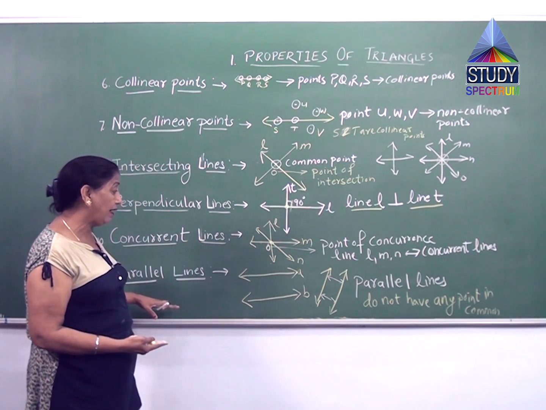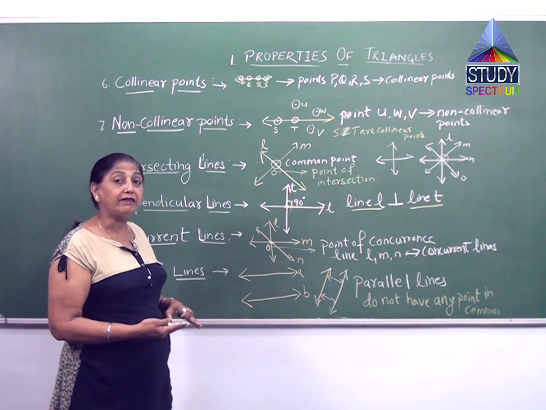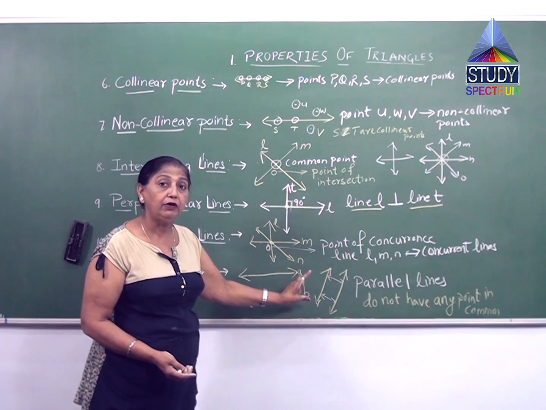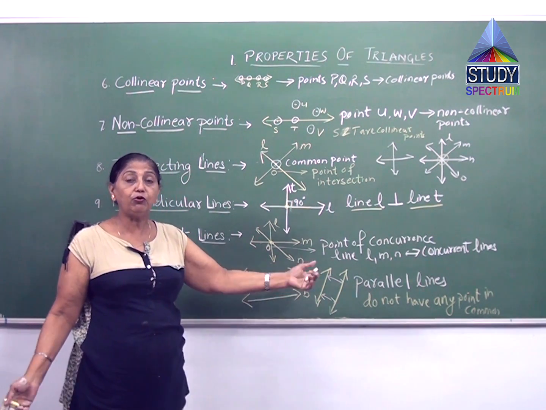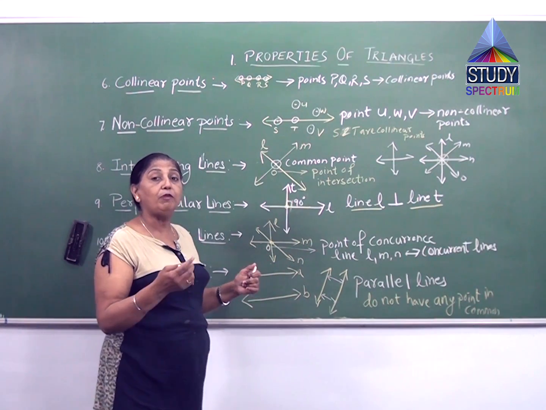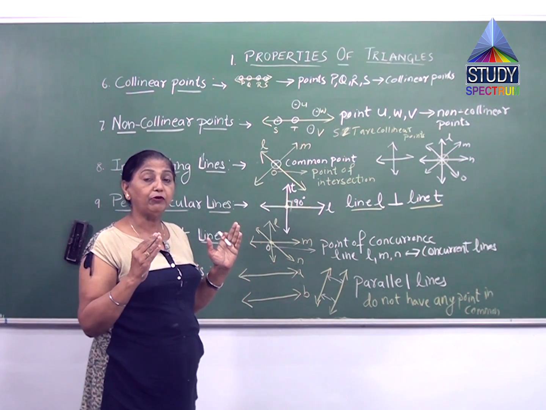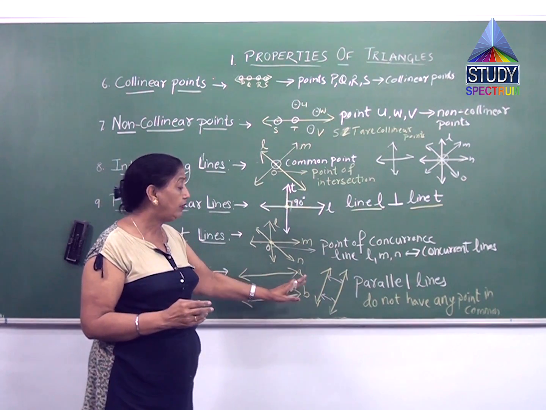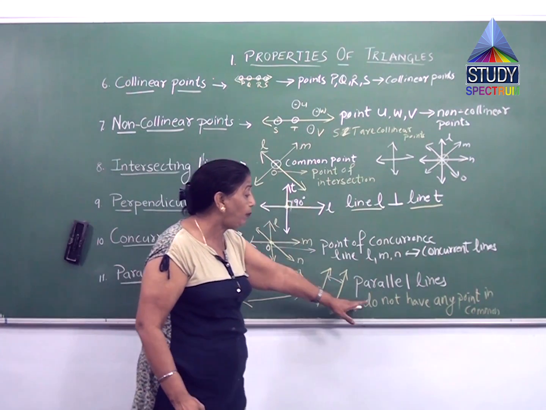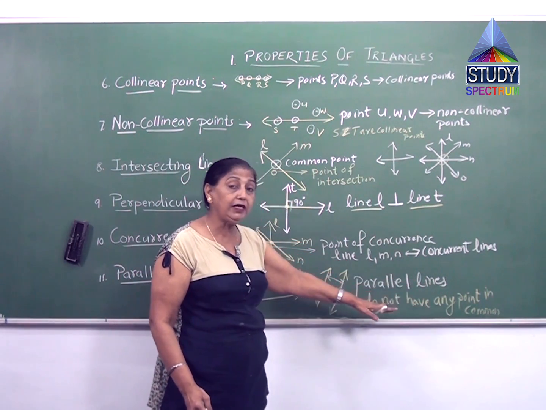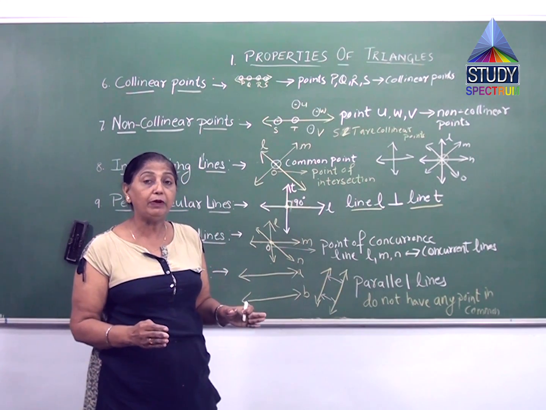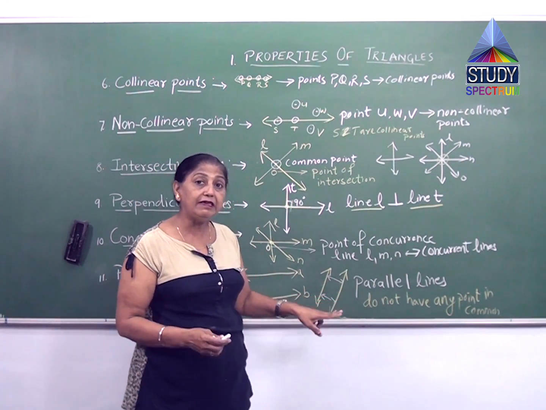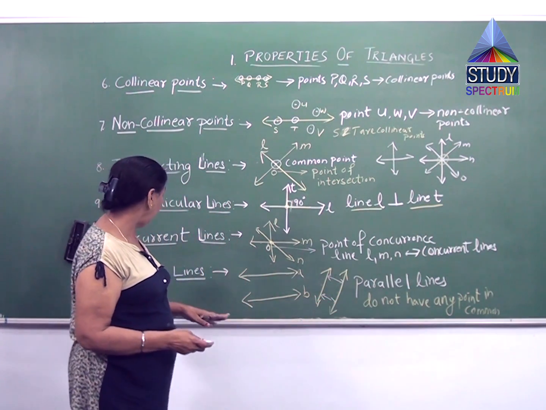The next is parallel lines. Now, what are parallel lines? Parallel lines are the lines which are apart from each other at the same distance throughout. You can imagine the walls of a room, or your book, you can see the two ends of the book, they are always parallel. So they have the same distance throughout. That's the reason they don't have any point in common. So lines which do not have any point in common and are at the same distance throughout are known as parallel lines.